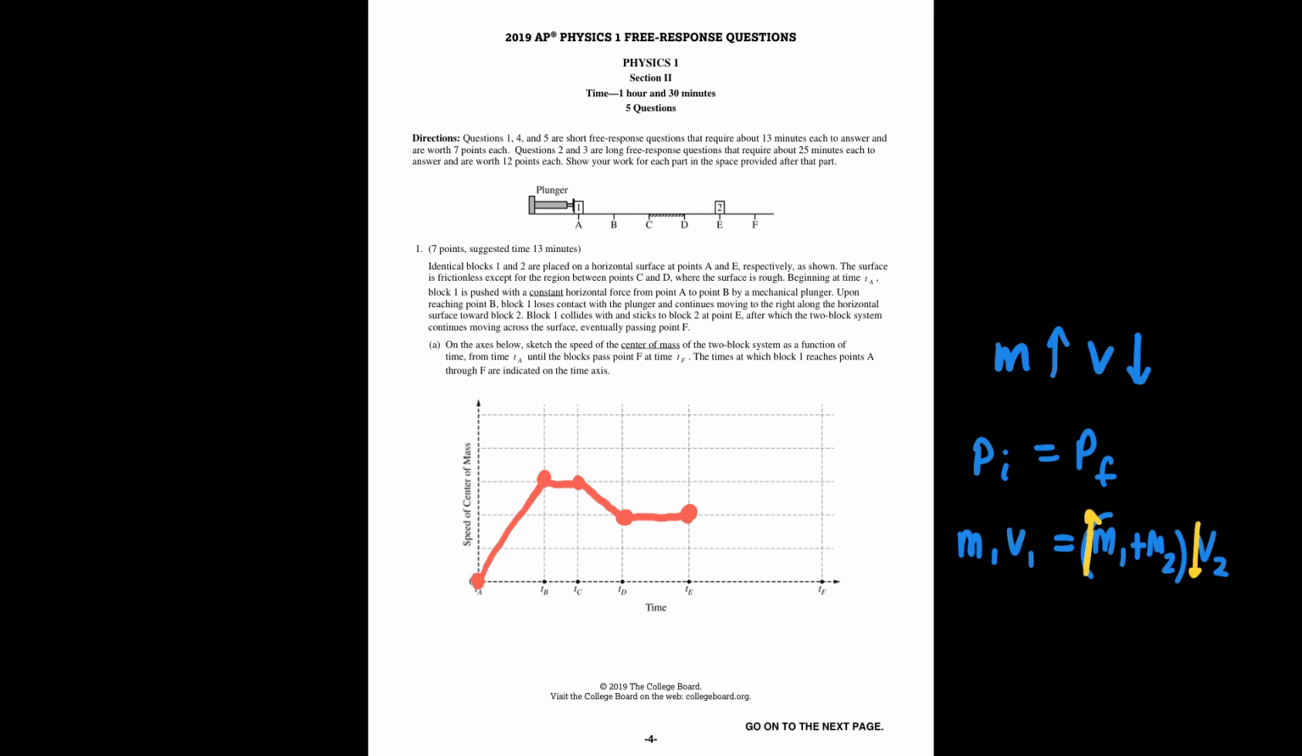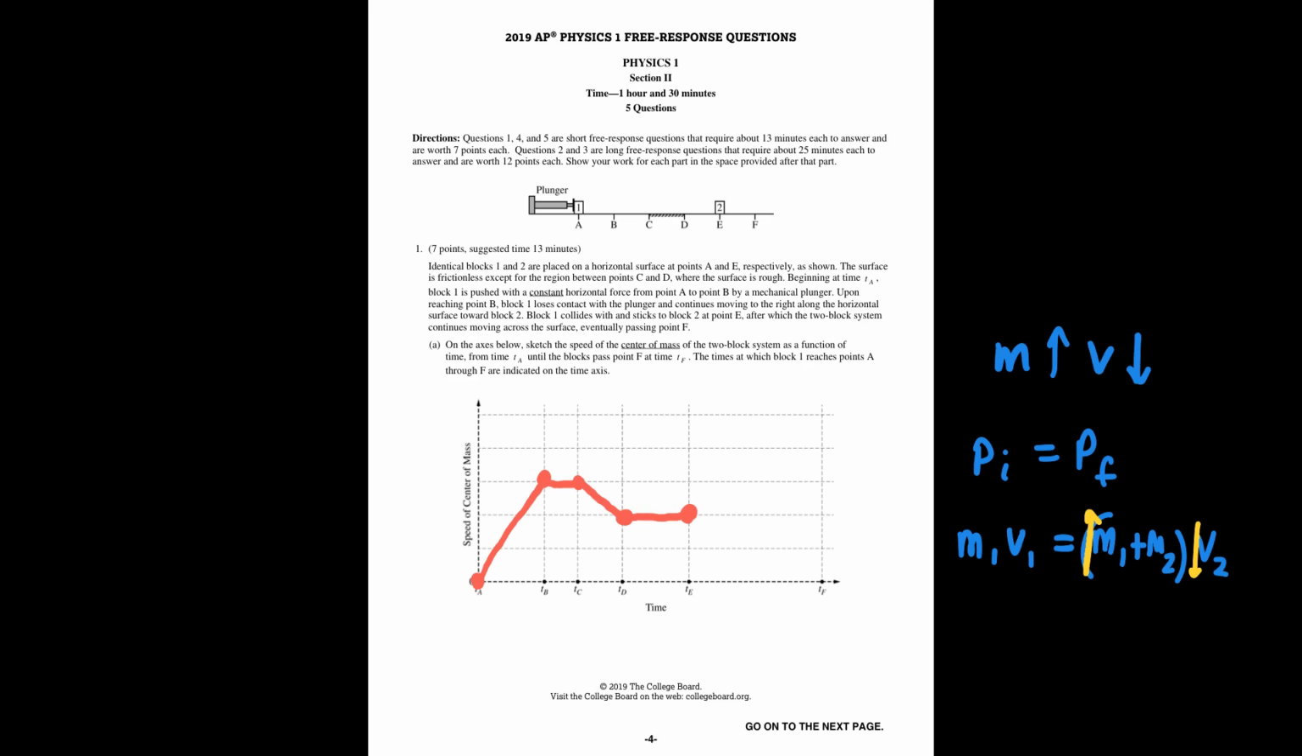But the graph that we've been making is for the center of mass of the two-block system. The center of mass of the system cannot change unless there is an external force to speed up or slow down the blocks. Since both block 1 and block 2 are in the system that I'm graphing the center of mass of, the speed of the center of mass does not change when one block collides with the other.